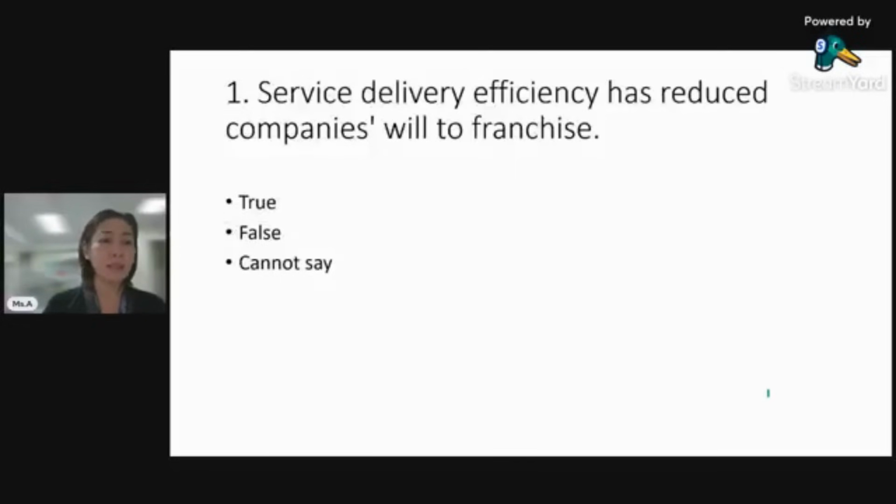So, sabi dito, okay, question number 1. Okay, you will be asked if it's true or false, or you could not say anything about it because it was not mentioned. So service delivery efficiency has reduced companies' will to franchise.